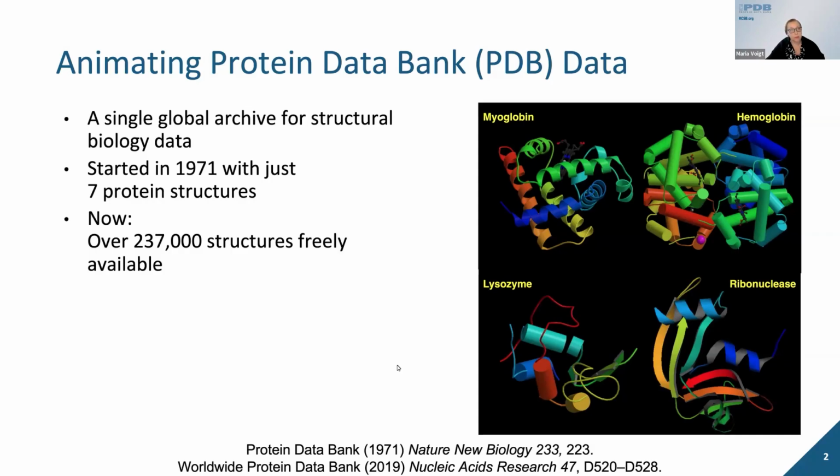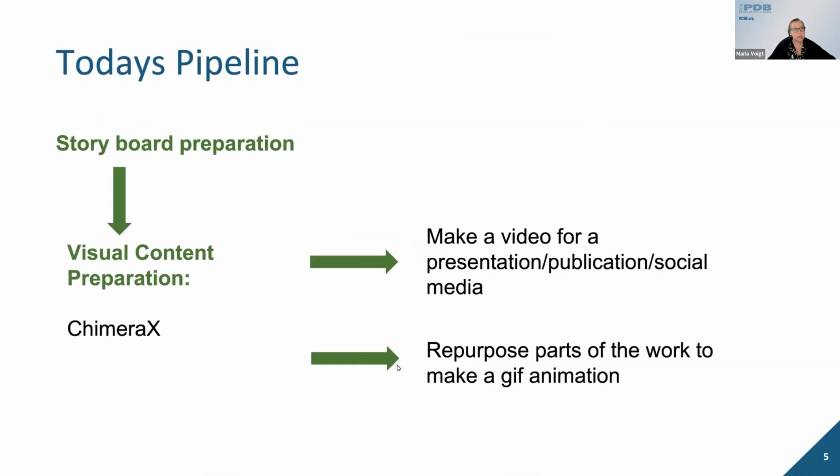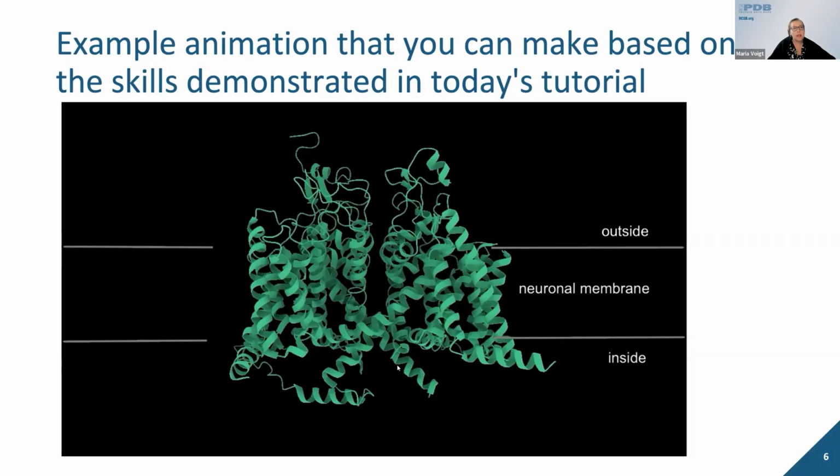make animations with. So what we're going to learn first is how to prepare a simplified storyboard. Then we're going to prepare some visual content in ChimeraX, and then we're going to save a video that you can use for presentation, publication, and social media. Then we will also learn how to repurpose parts of the work to make a GIF animation. So this is the example animation that you can make based on the skills demonstrated in today's tutorial.